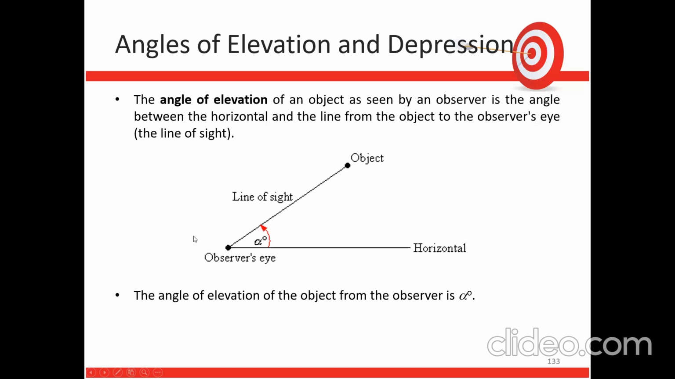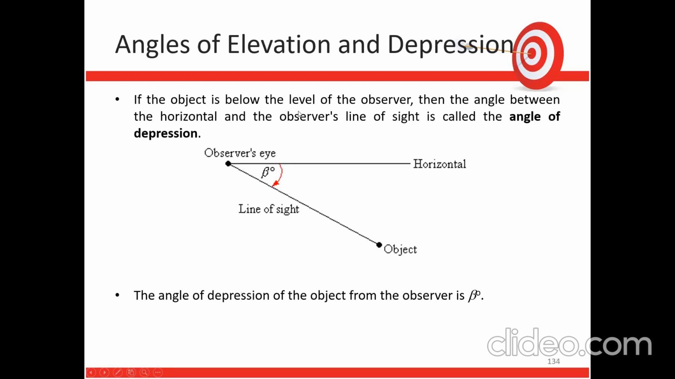Angle of elevation and depression. The angle of elevation of an object as seen by an observer is the angle between the horizontal and the line from the object to the observer's eye, the line of sight. Ito yung elevation. The angle of elevation from the observer is alpha degrees. If the object is below the level of the observer, then the angle between the horizontal and the observer's line of sight is called the angle of depression. So ito yung beta.